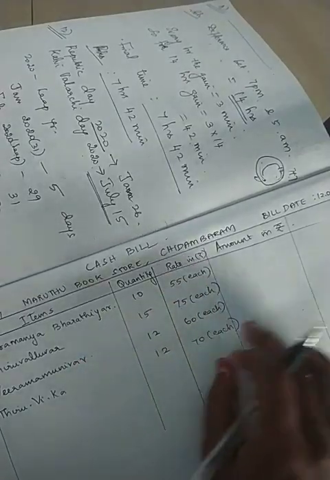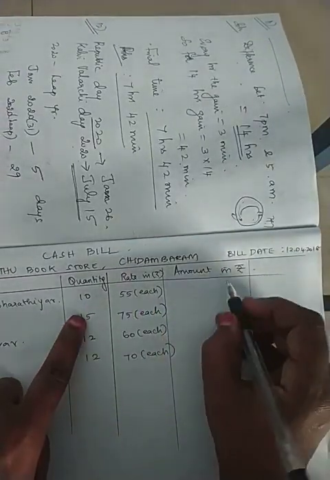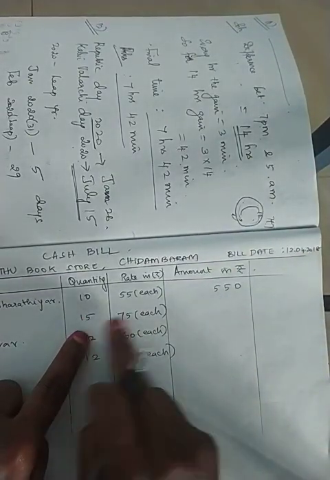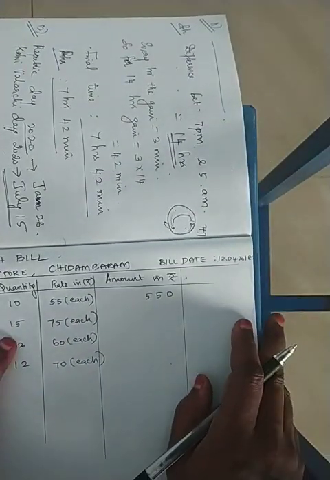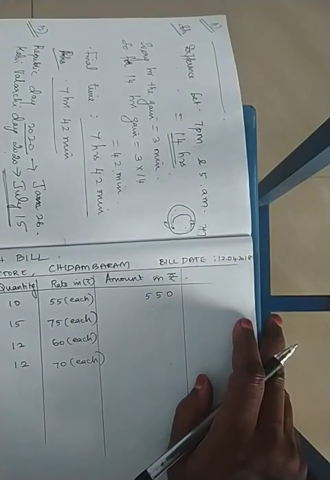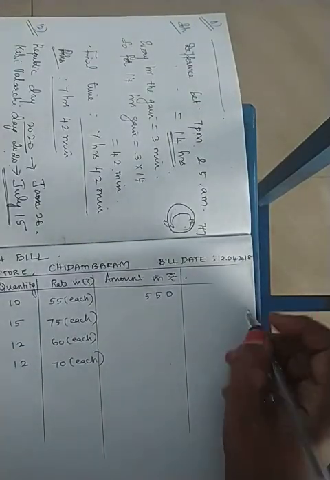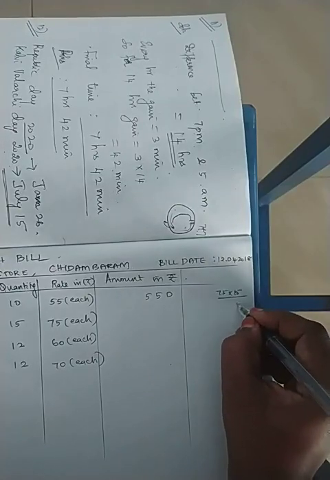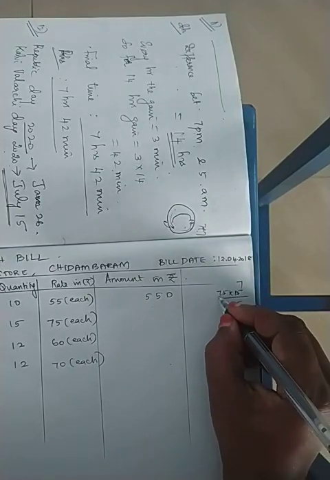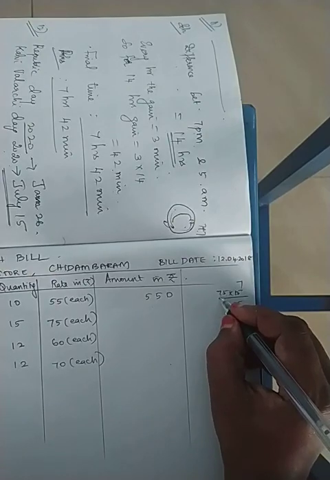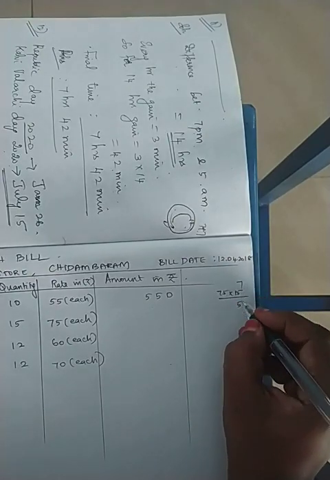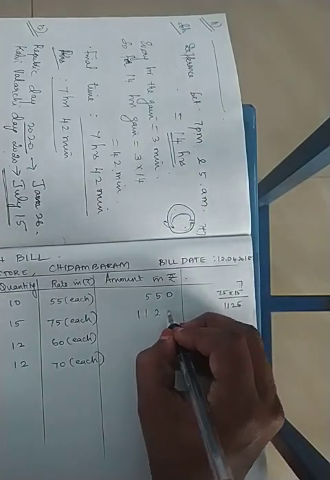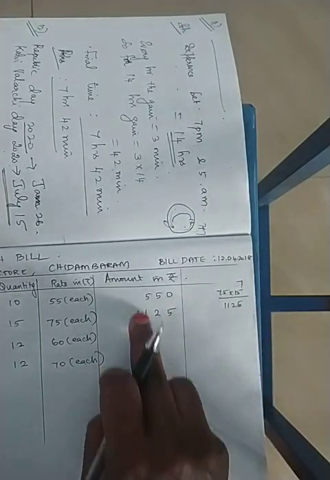Now I have to multiply these two alone, then only I will get the amount. So this is 55 into 10, 550. What is 15 into 75? You can do the calculations on rough paper, or you can do them here. So this is 75 into 15. 15 5s are 75, remainder 7. 15 7s are 105, 105 plus 7, 112. So 1125.